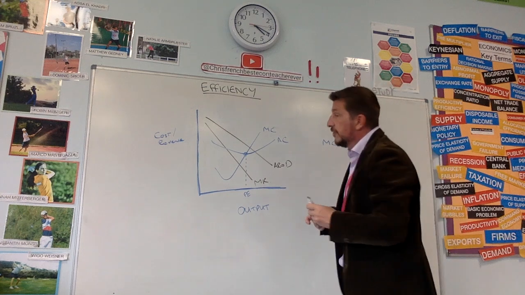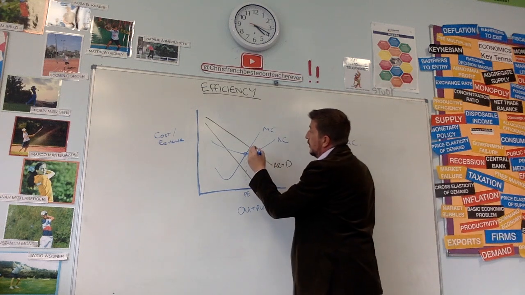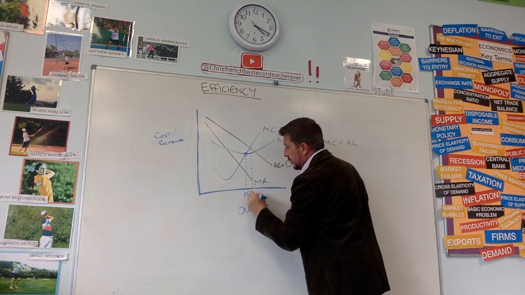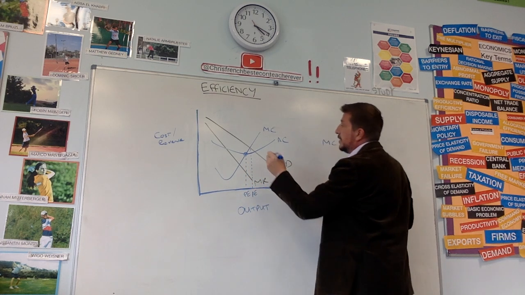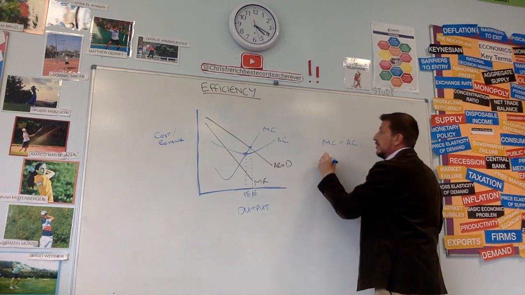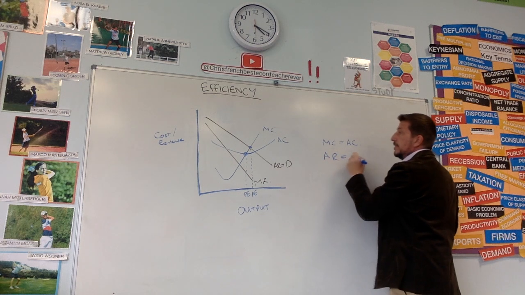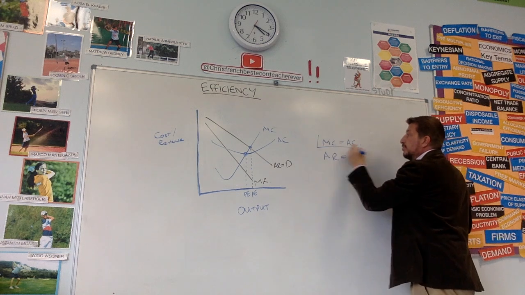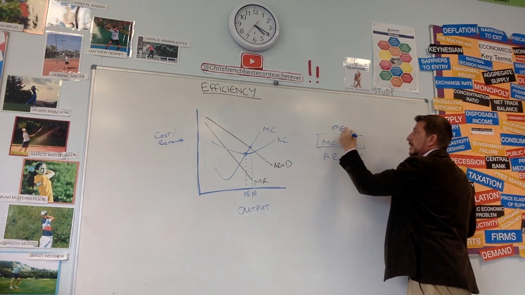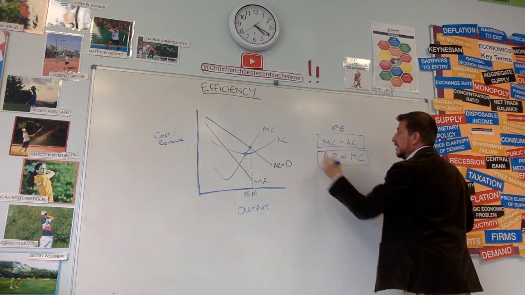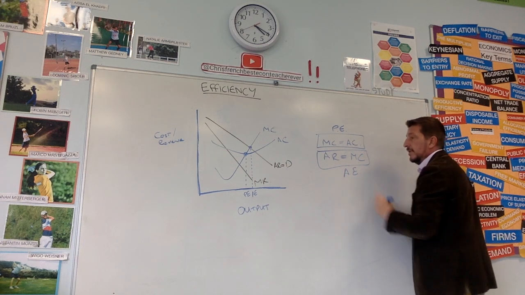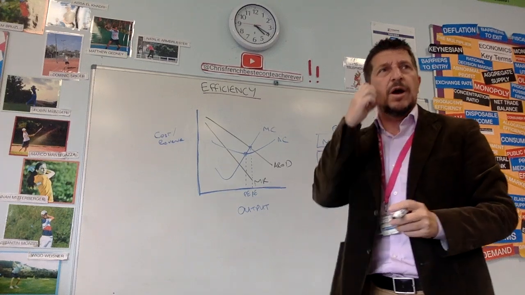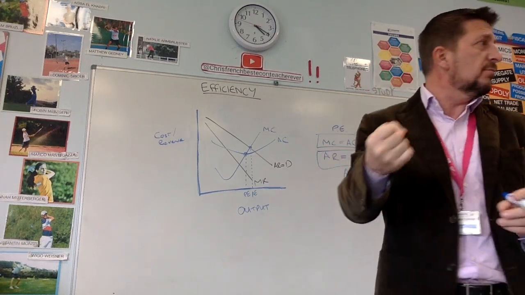Next, we've got the second one, which is called our allocatively efficient point of production. This is our AE. And this is where our average revenue equals our marginal cost. Okay, so this one is productively efficient. This one is allocatively efficient. Okay, and how can you think about allocative efficiency? What does that mean? It means that we are allocating our resources in the most efficient manner possible.